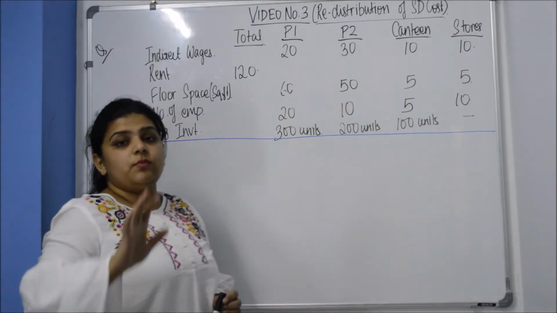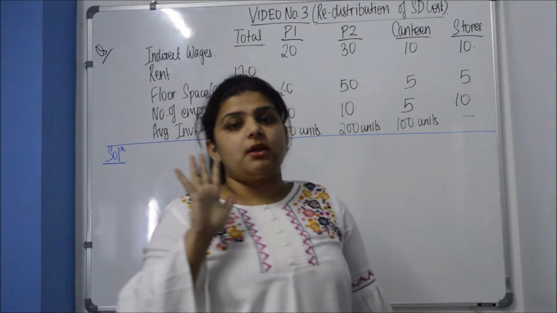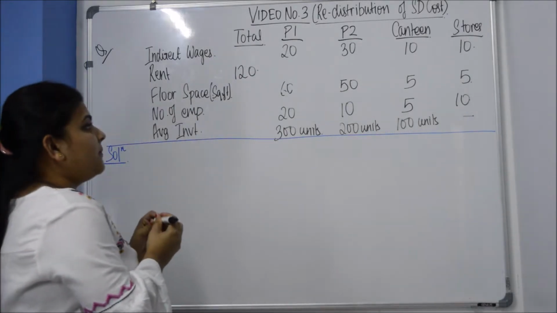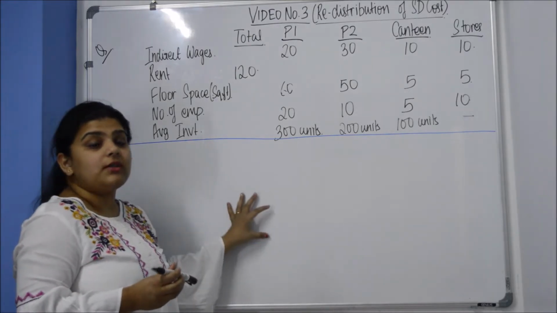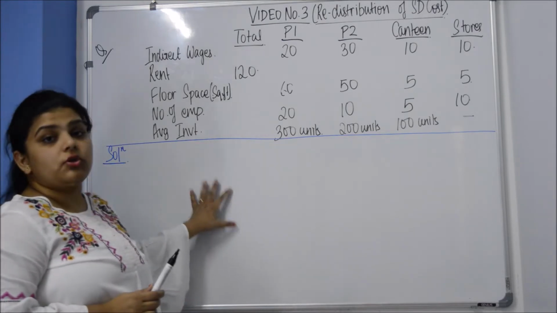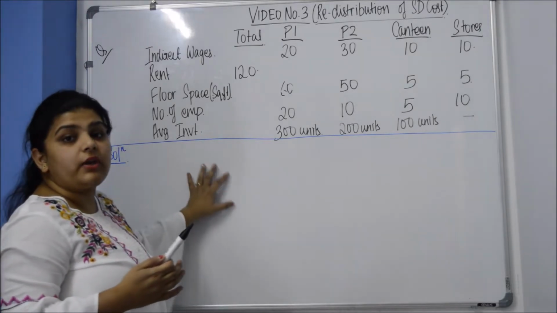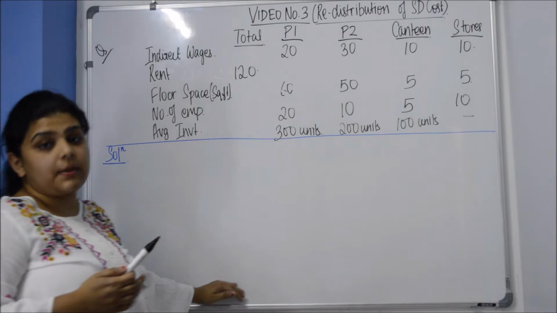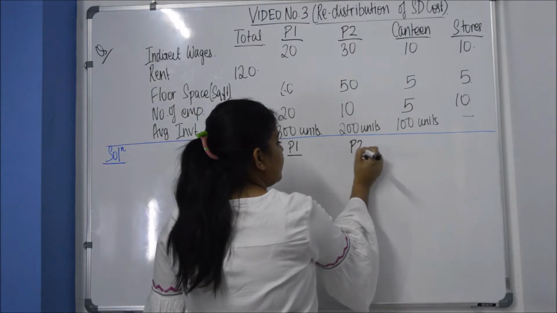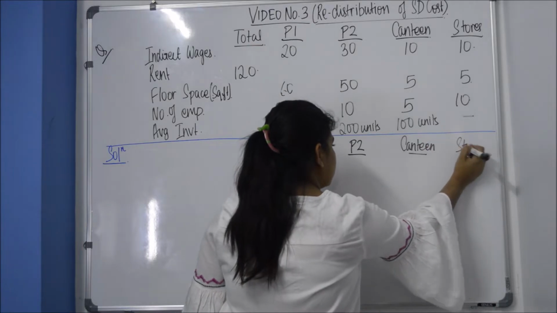Now, redistribution of service department cost. Redistribution can be done by 5 major methods. Let us see each method one by one. Before the methods, we need to know what is the cost that we need to shift from the canteen and the stores. With this solution, you will also find out how we allocate and apportion and how we follow the steps for absorption. So we have P1, P2, canteen and stores with us.